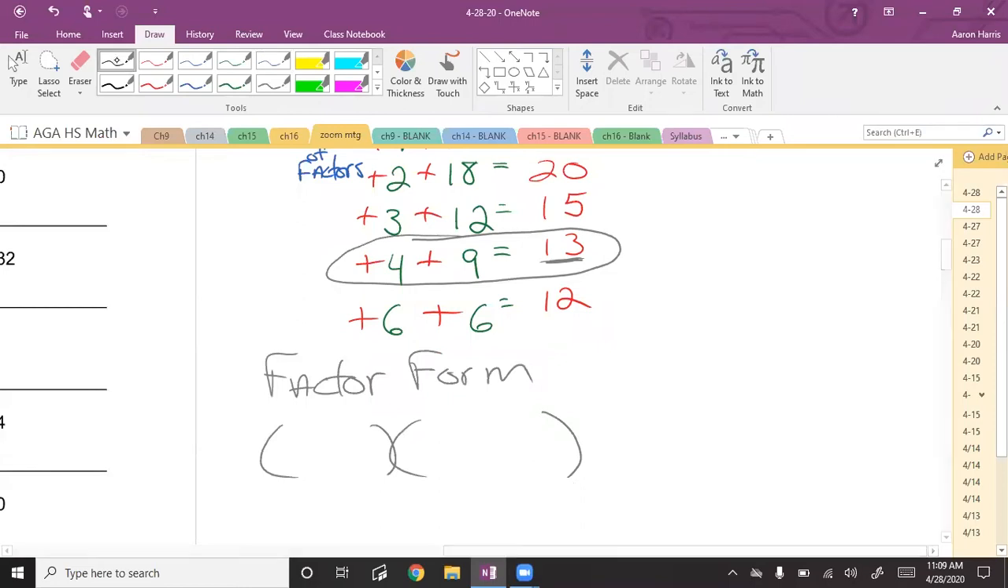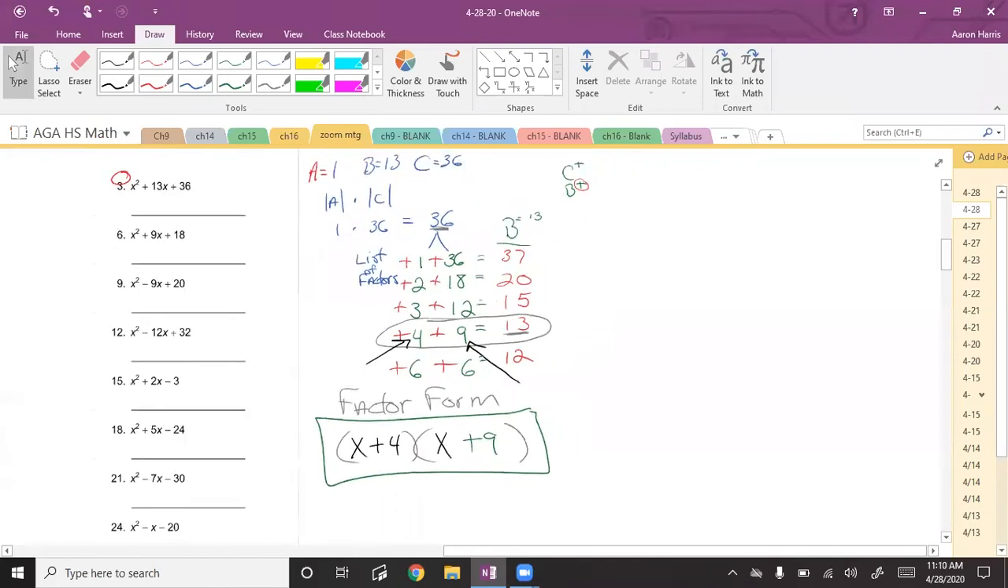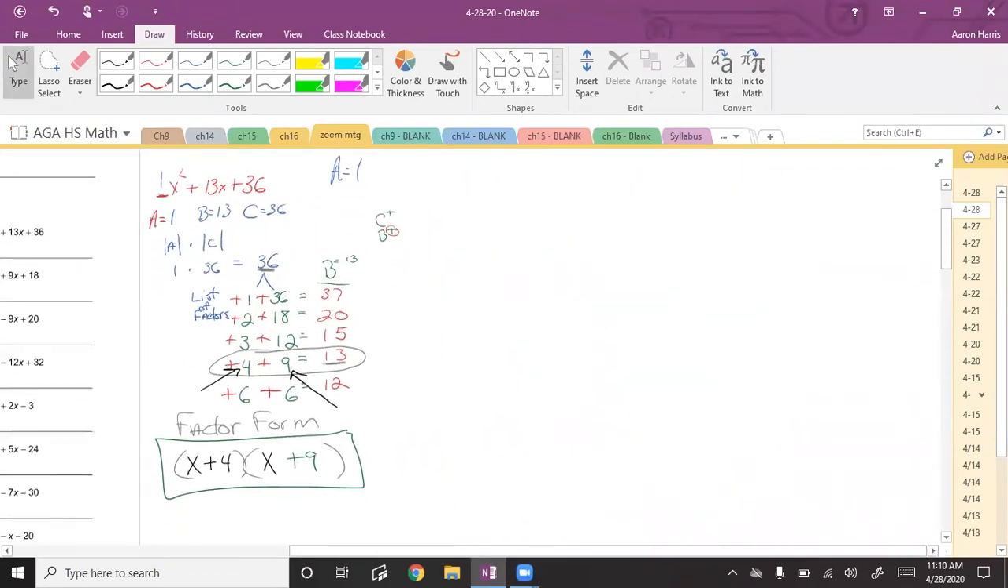The first term is always x. Now, what is the second term in each of them going to be? The numbers. So plus 4, and then what? Plus 9. This is your factored form. So x squared plus 13x plus 36 when factored is equal to x plus 4 times x plus 9.